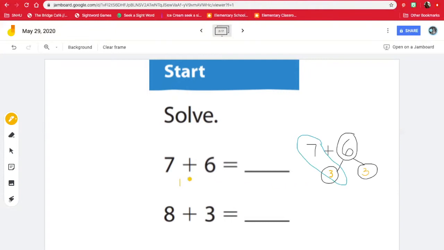So we have 10 plus 3 equals, put 10 in your calculator and count on by 3 more. 10, 11, 12, 13. So that means 7 plus 6 equals 13.